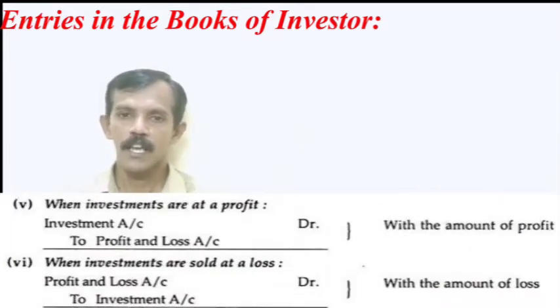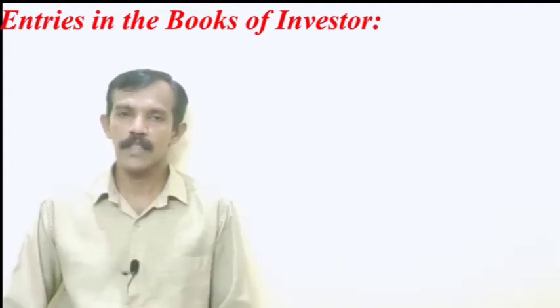Fifth journal entry, when investments are sold at a profit: investment account debtor to profit and loss account with the amount of profit. And sixth journal entry, when investments are sold at a loss: profit and loss account debtor to investment with the amount of loss. These are the journal entries required in the books of investor. Then we solve one problem.